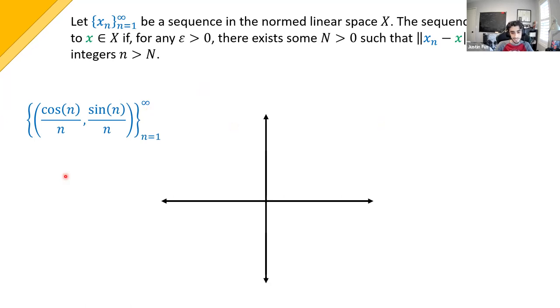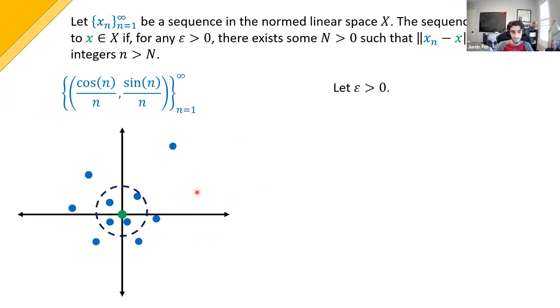Let's consider this set here. This is a sequence of points in R2. So this first x component will be cosine of n over n, second one sine of n over n. If you plot out various points with n values plugged in, we get this nice spiral all the way to what seems to be zero. We're going to claim that this sequence converges to the point 0, 0.